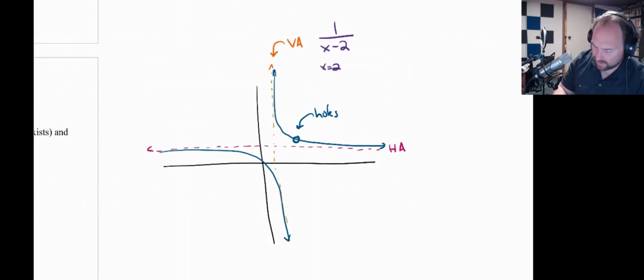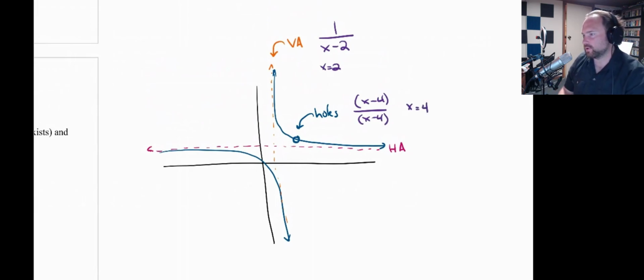A hole would happen if you had something like, let's say, x minus 4 over x minus 4, where that x equals 4 causes 0 on the bottom of the fraction, but it also causes 0 on the top of the fraction. So there is an error. You cannot get an answer there. 4 is not in the domain of the function, but it doesn't cause the graph to do anything funny because it cancels out with the behavior on top, basically.